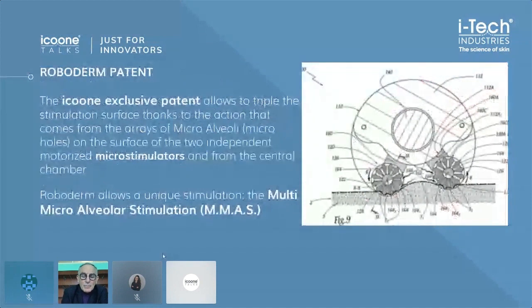So another very important question is the Roboderm. The Roboderm patent characterizes the icoone system. The icoone system allows the stimulation surface to be trapped, thanks to the action that comes from the array of microalveoli, microholes, on the surface of two independent motorized microstimulators, and from the central chambers. Roboderm permits a unique stimulation, the multi-microalveolar stimulation.